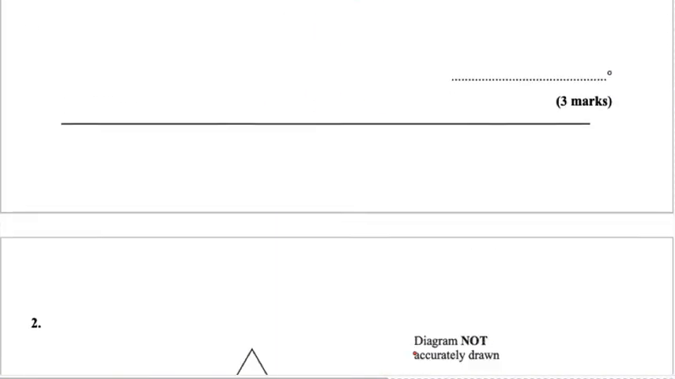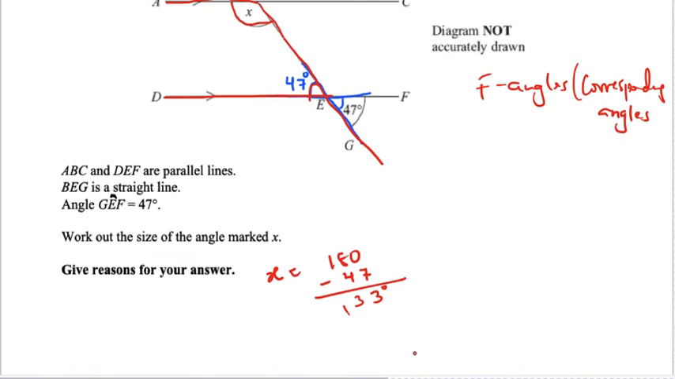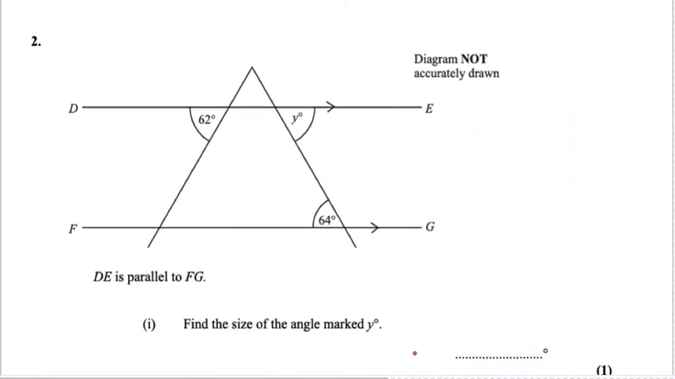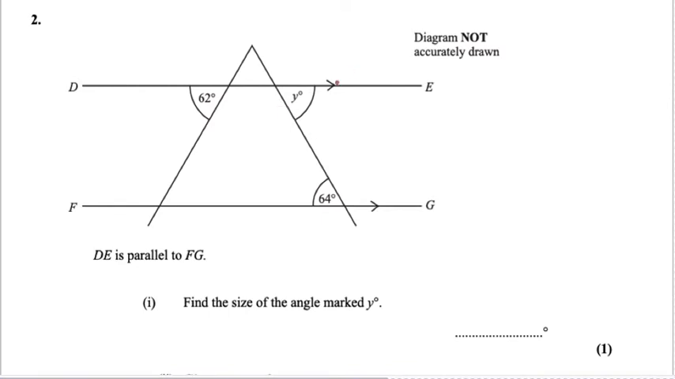Okay, let's go to the second question here. Here it is. And still we have parallel lines. You can identify the arrows. Find the size of angle marked Y. Okay. So we can now think about two ways.